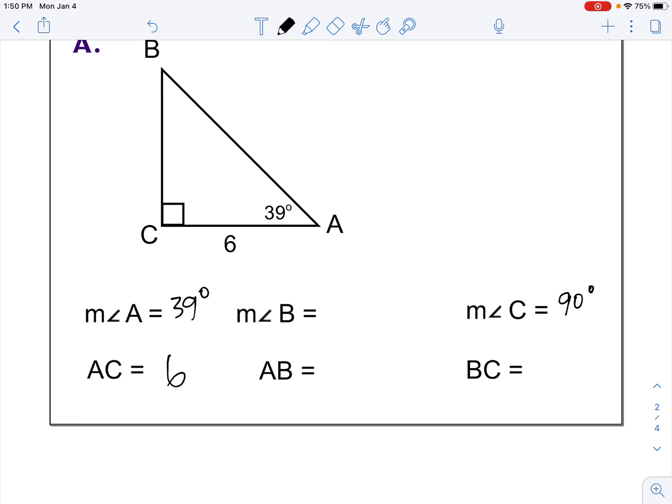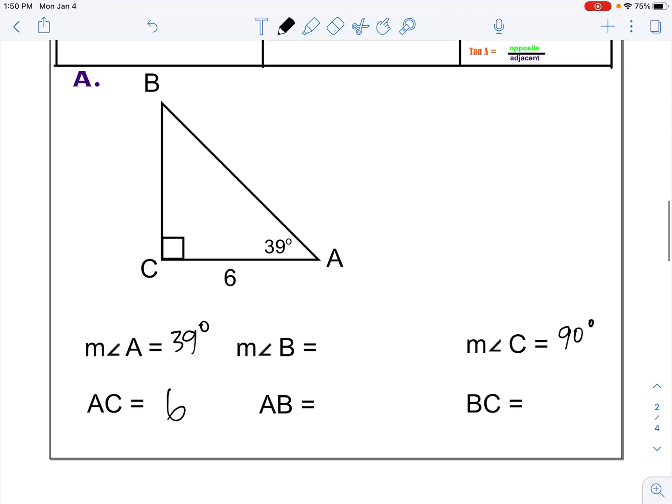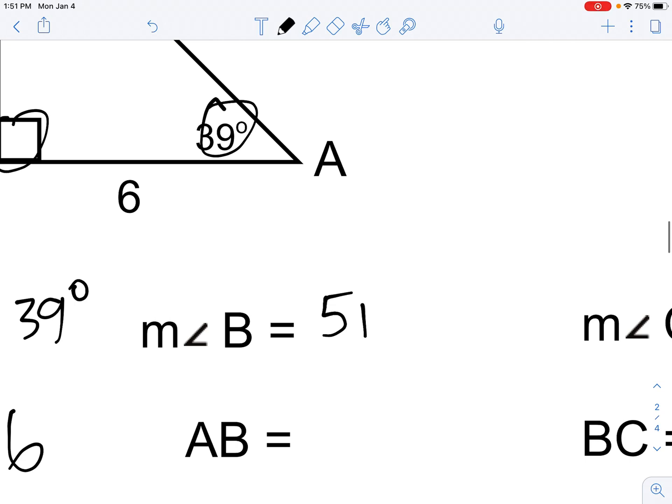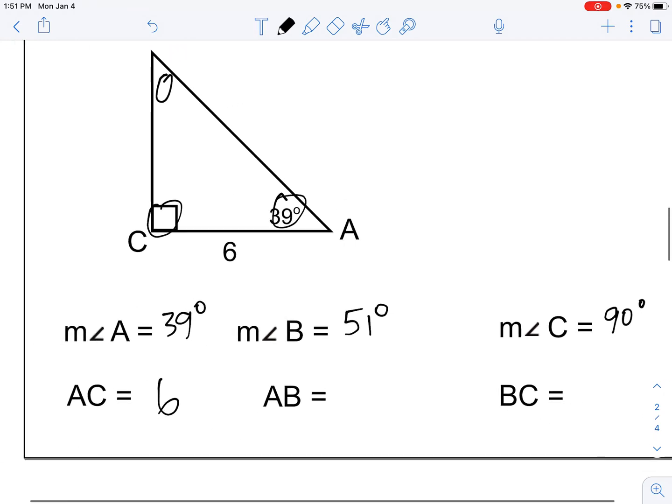Angle B is pretty much going to be done because we have 3 angles of a triangle. They add to 180. So you could just do 90 minus 39, which is 51. Or you can add 90 and 39 together, subtract from 180, and you're going to get 51. Okay, now we have all 3 angles, now we've got to find the 2 remaining sides.